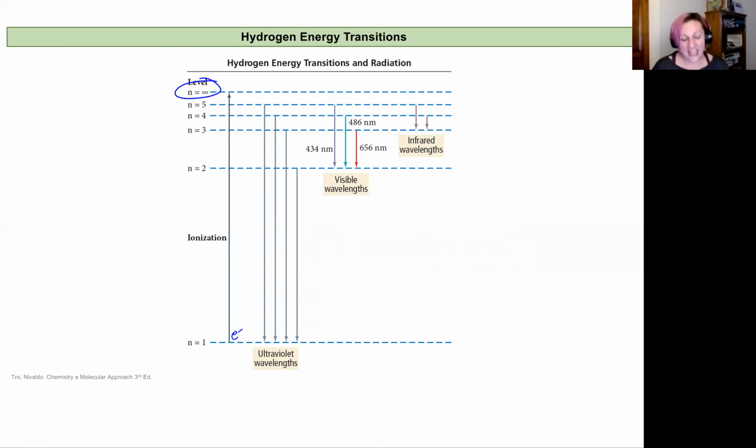Okay, so let's say it goes up to n equals 5, right? So we're looking at this energy level right here.